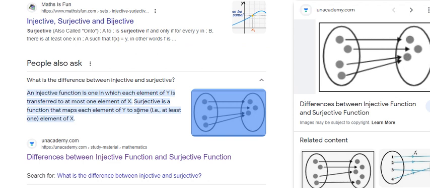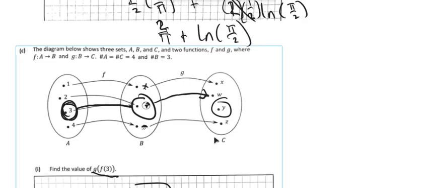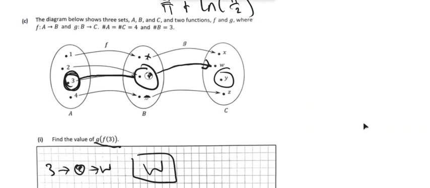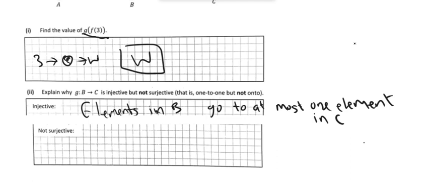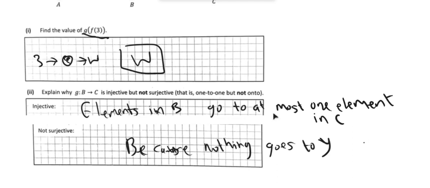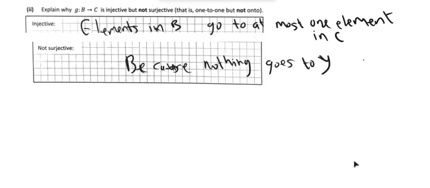So each element of y to some element of x. So everything must go to some element of x. So here in our one, everything must go to some element of C. Okay, but it doesn't, because nothing goes to y. So because nothing goes to y. Okay. And then that's it. That's all for that question.